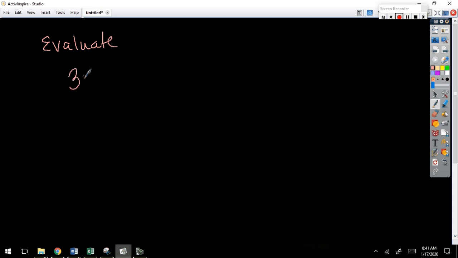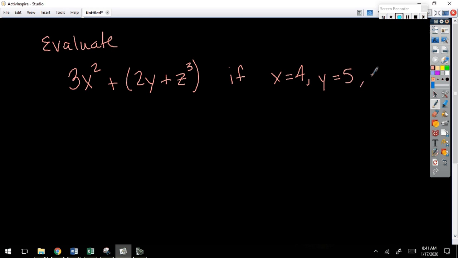Y'all ready for this? 3x squared plus 2y plus z to the third, if x equals 4, y equals 5, and z equals 3. So I'll give you a second to write it down before we talk about what we're going to do and how in the world we are going to tackle this problem.